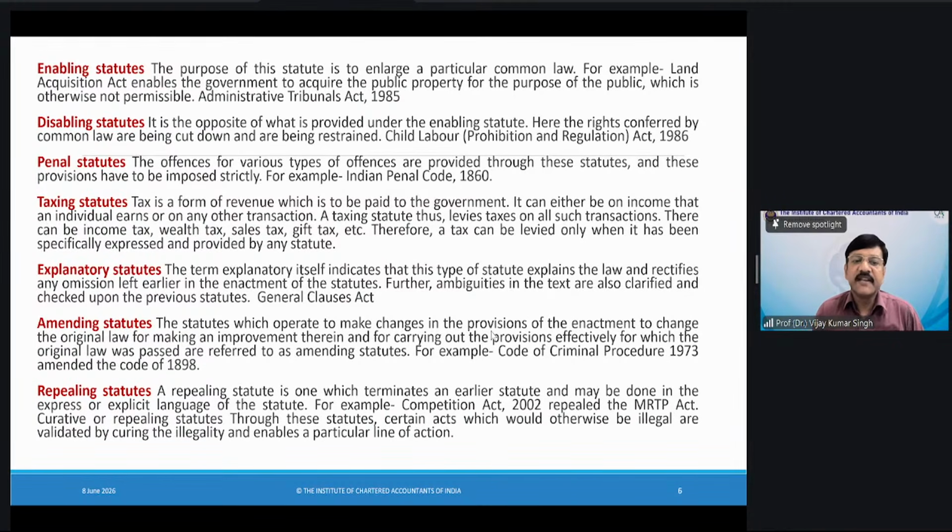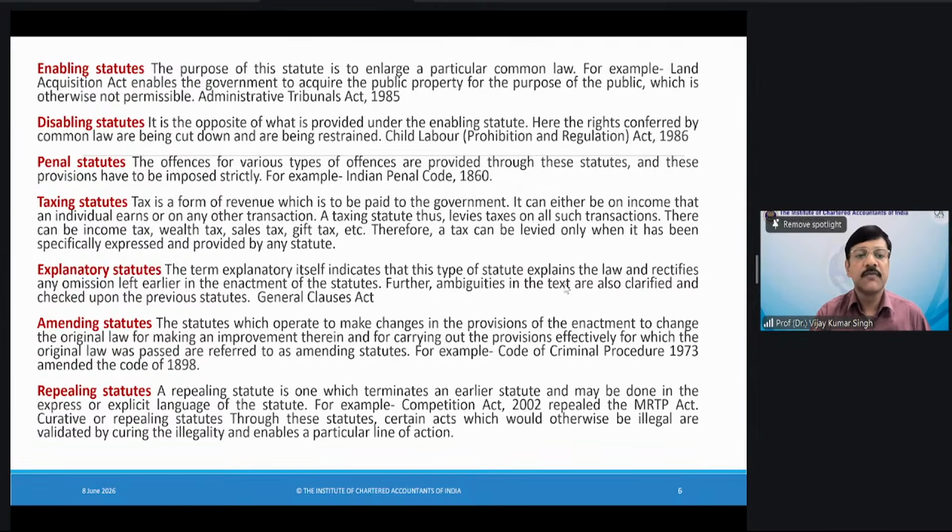Consolidating statutes. Consolidating statutes basically consolidate various legislation together. For example, the Indian Contract Act is also a consolidating statute because it consolidates all the previous laws and brings them together. Another example is RERA, the Real Estate Regulatory Authority Act. That is also a consolidating statute because there were many other legislations dealing with this, and it is consolidating them into one. So that is the nature of consolidating statutes.